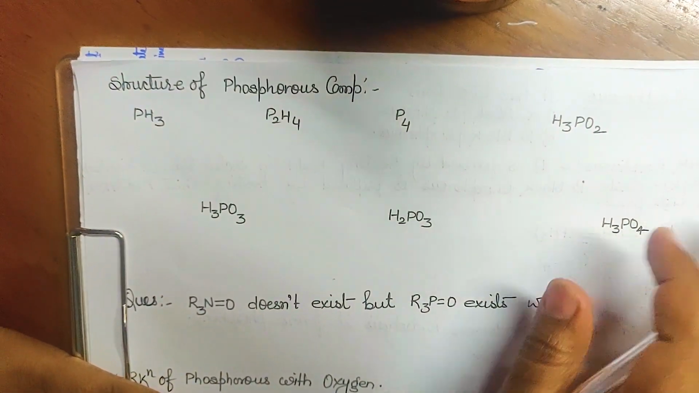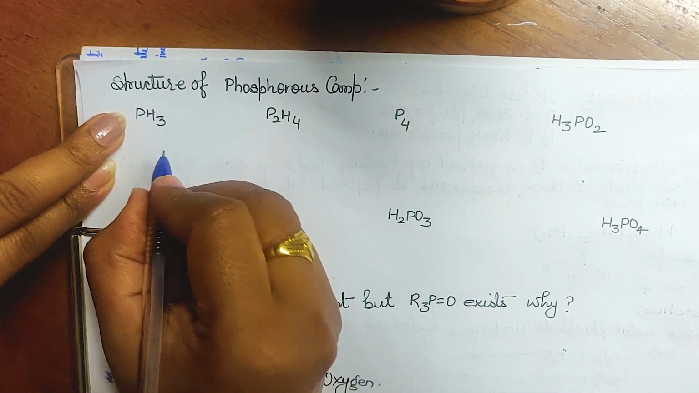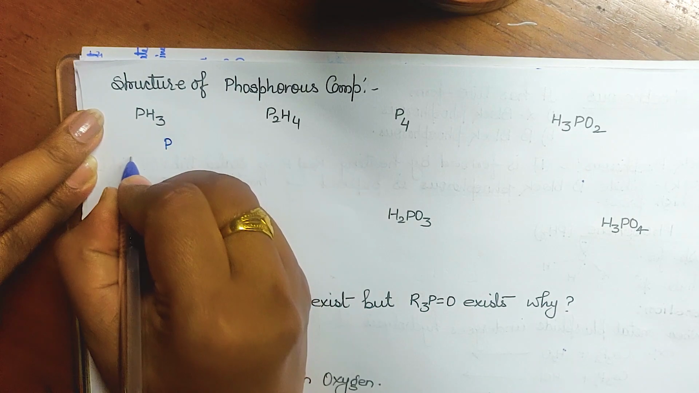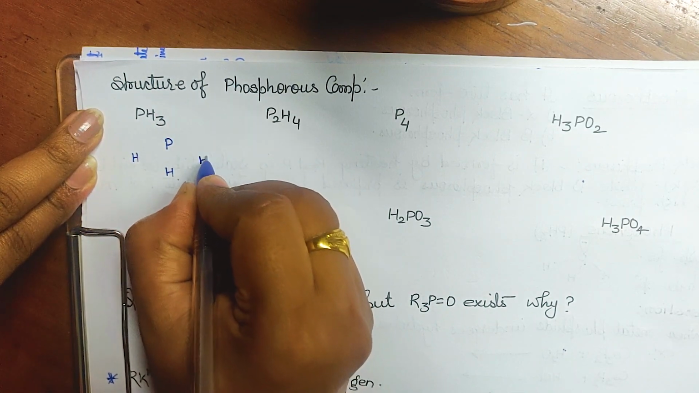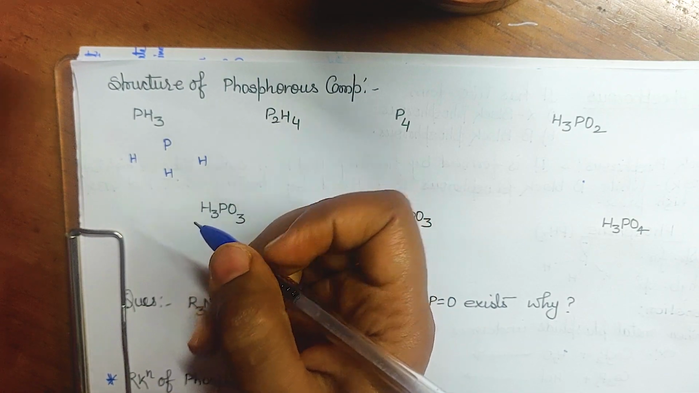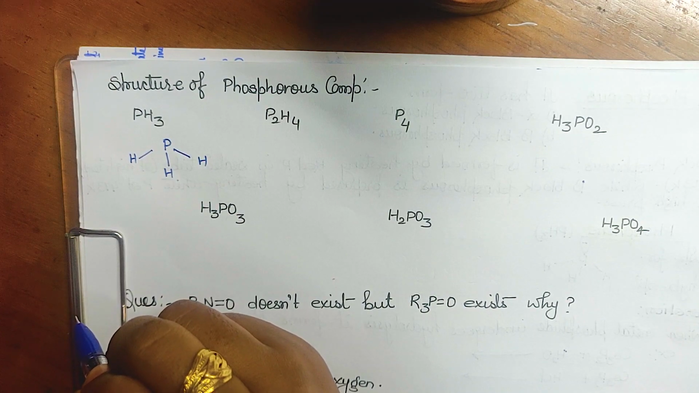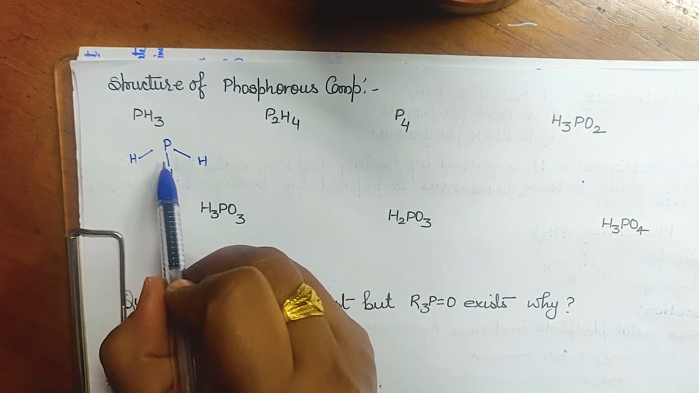So let's start with PH3, phosphine. In phosphine, P is the central atom and there are 3 hydrogens, distributed equally on the sides. And I told you that hydrogen can form a maximum of one bond, isn't it? So just make one bond, one bond, one bond. And phosphorus, now check it, 1 2 3 4 5 6.